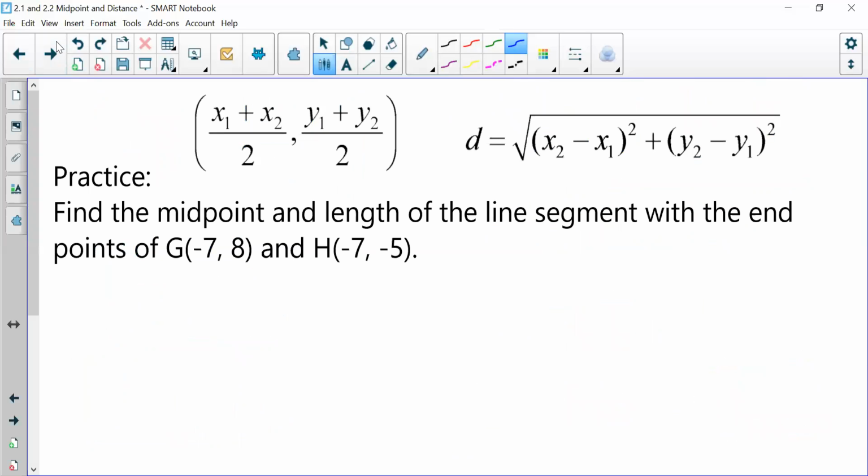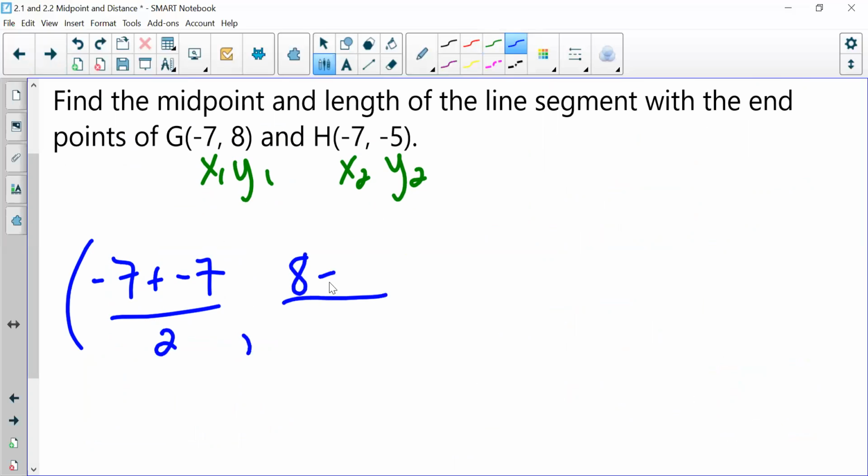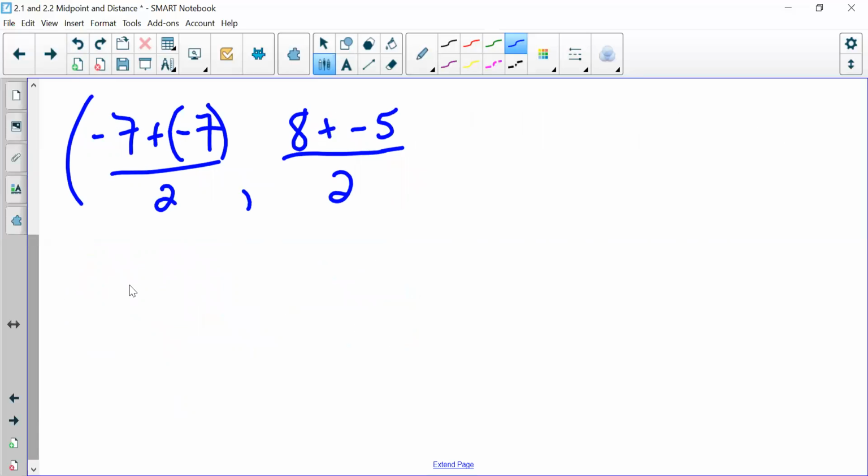Try this one again here. So again, I'm going to label them x1, y1, x2, y2. Midpoint is add and divide by 2. So -7 plus -7 over 2, and 8 plus -5 over 2. You can do this completely on your calculator, but make sure the numerator gets simplified first before you do your division.